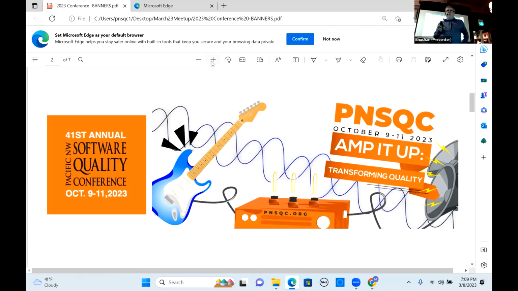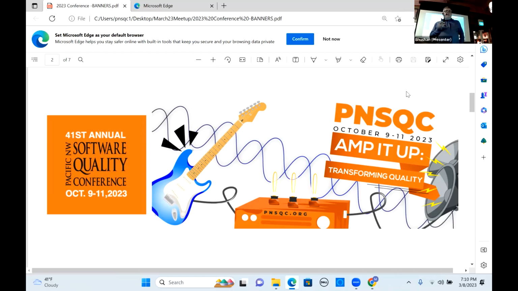We're looking for people who have ideas about these concepts to submit a proposal for PNSQC in October at the conference. It takes just a couple of sentences, maybe a paragraph about your idea for the paper, and you can submit it at pnsqc.org. The call for proposals is open until Sunday, April 16th. Were there any other things that I missed?